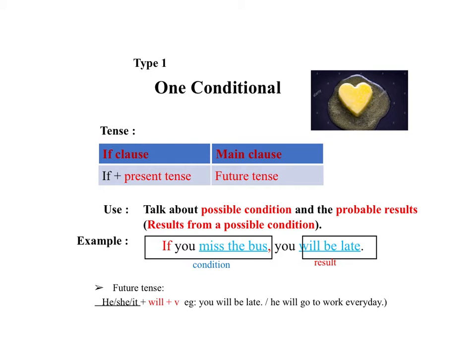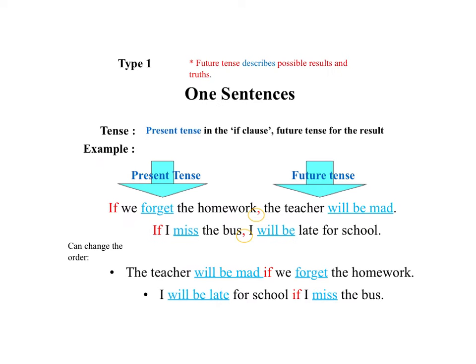So for the future tense, remember you use he, she, it, will, and then the verb. But for the present tense, you use he, she, it, and then you use a verb plus an s or an es if it's he, she, it, okay? Another recap, we can move on to the next slide.